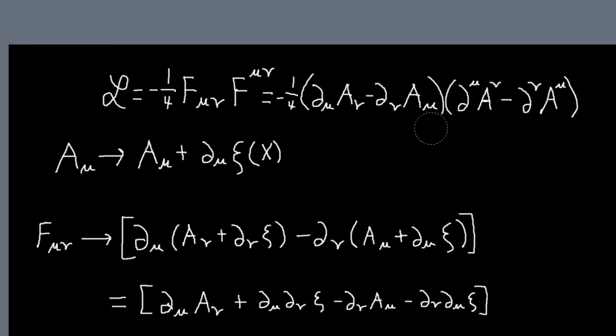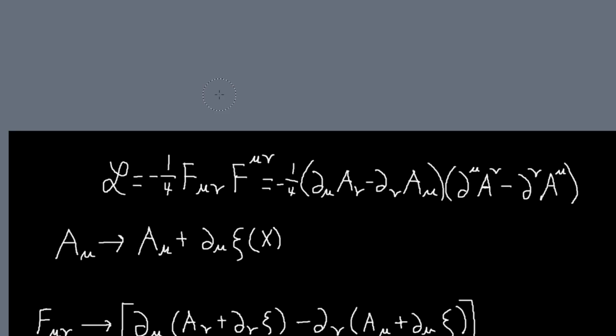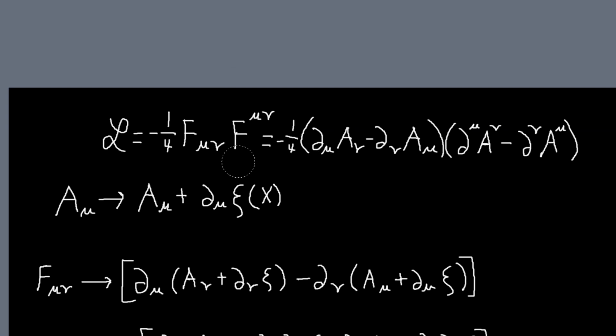Hello, this is problem 7 from the first problem set of David Tong's lecture notes. So this is our Maxwell Lagrangian, and we're asked to show that this is invariant under this gauge transformation. So our A mu will go to A mu plus d mu of some scalar field, xi? I don't know, it's squiggly. It's a scalar field. I'll just call it squiggly thing.